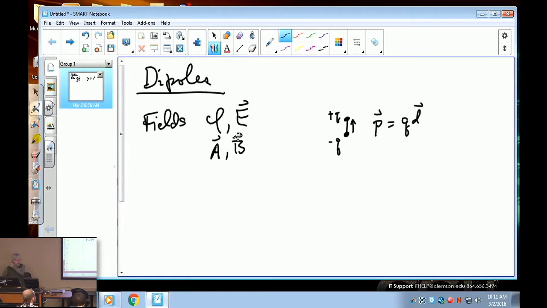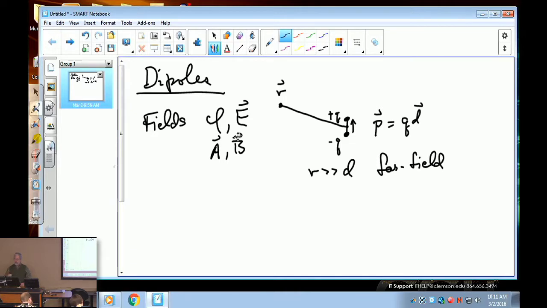And so we can generate the field around it. The easiest way is to do the electrostatic field, and we're looking for the far field. So there's a point over here at some distance, at some r relative to the center of the dipole, and we want r to be much greater than d, the separation between them. This will be the far field.